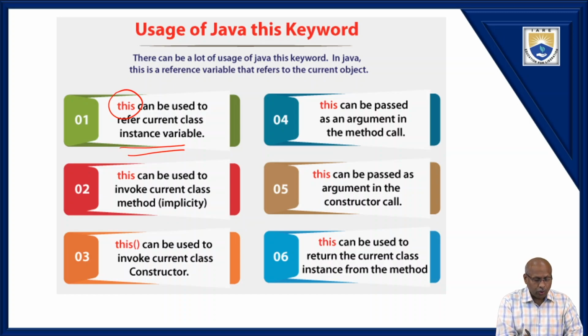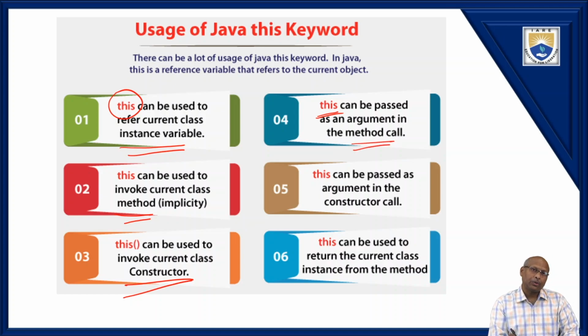Second, this can be used to invoke the current class method also. Similarly, this can be used to invoke the current class constructor also. You can invoke the constructor of the current class. Similarly, this can be passed as an argument in the method call. This object can be used to call your current class method with some argument. That means you can pass the current object as a parameter using this.